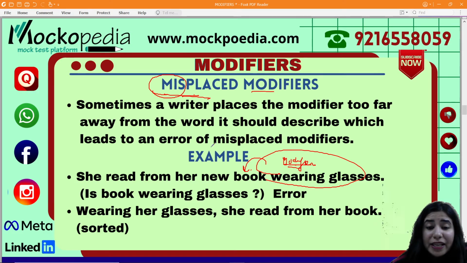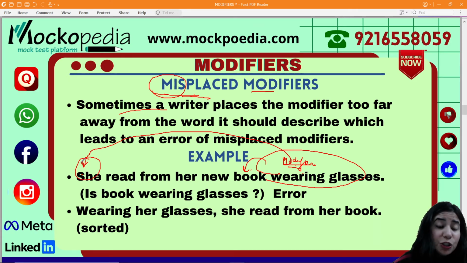So this modifier is not rightly placed. If you take a look at the sentence, you will understand that the one wearing glasses would be this 'she', right? So the modifier should be next to the word it is tending to modify, as we just learned. So how would you correct it? You'll pick this modifier and place it near the word it tends to explain. So like you can see the sorted statement: wearing her glasses, she read from her book. So that's how you fix the error of misplaced modifiers. You place the modifying term right next to the phrase or the word it tends to modify.